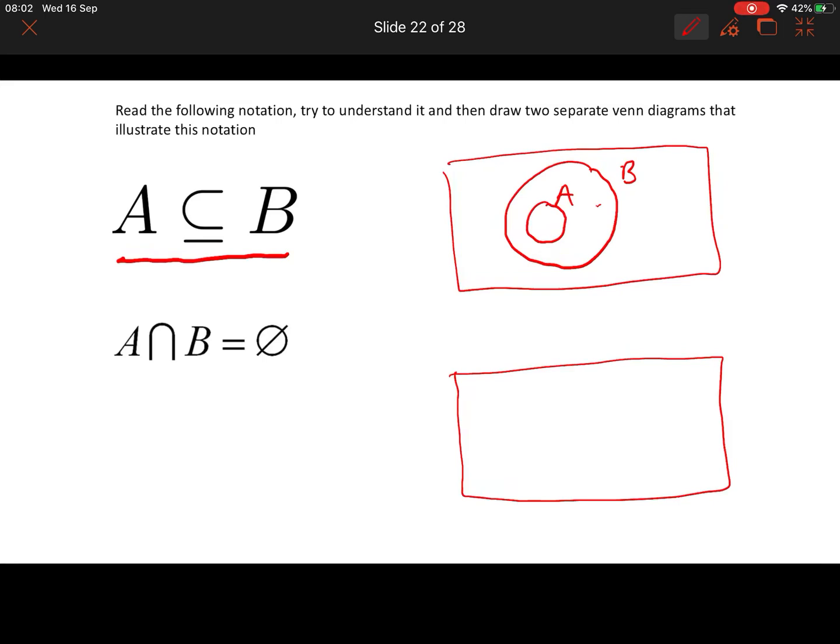Okay, A intersect B is empty. That's what that means. So we can draw that like this. Okay, there is no intersection between the 2 circles. A and B are empty.